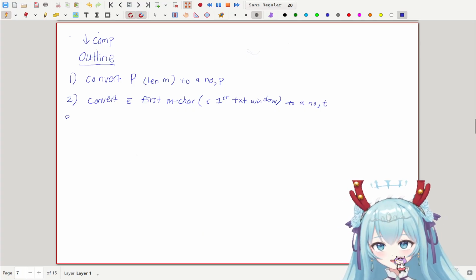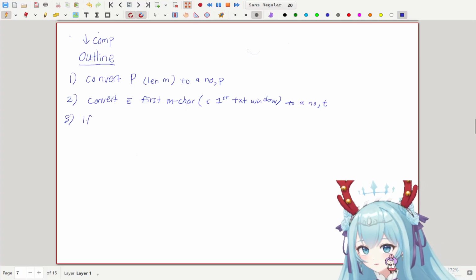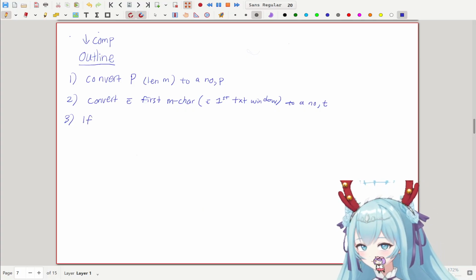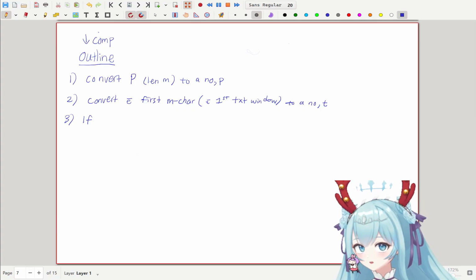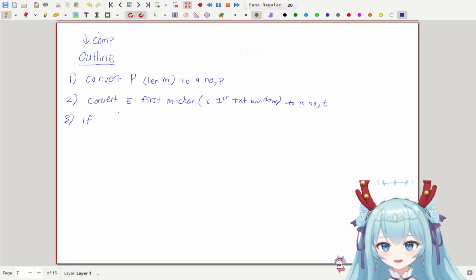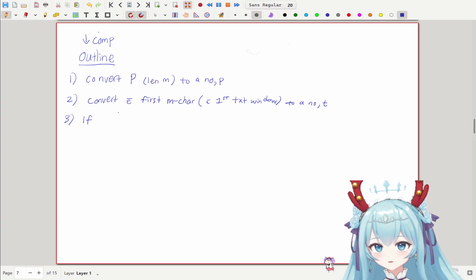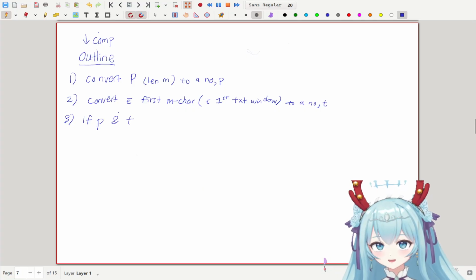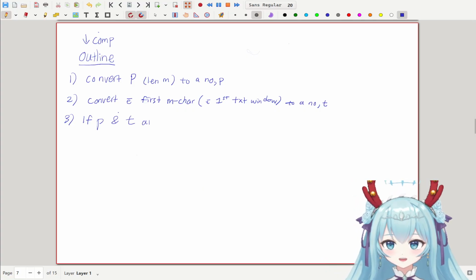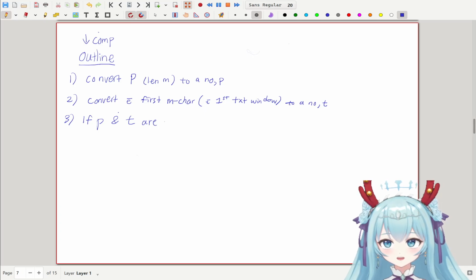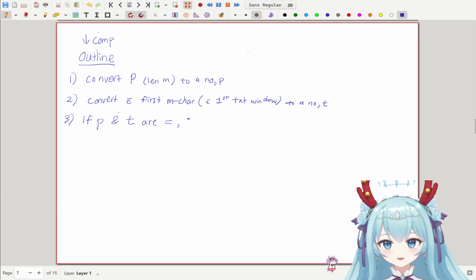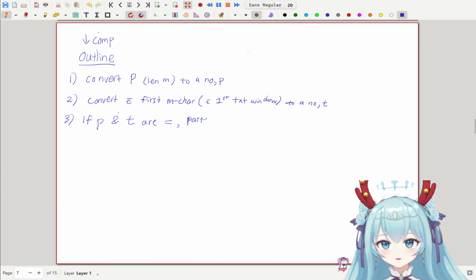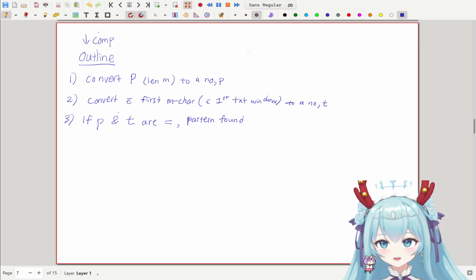And then, if p and t are equal, then we say that the pattern is found, and we exit.